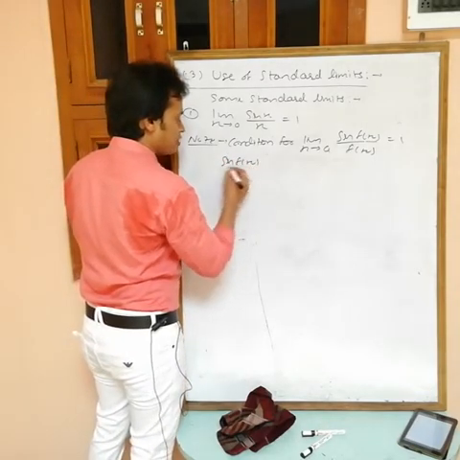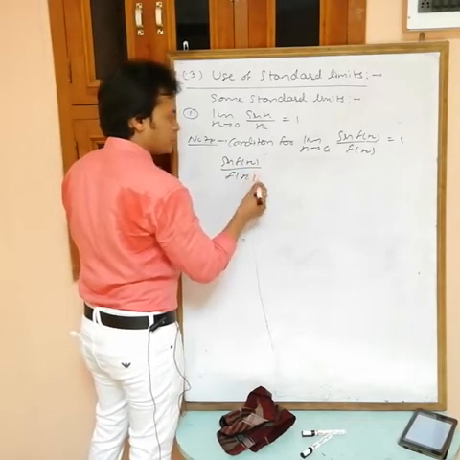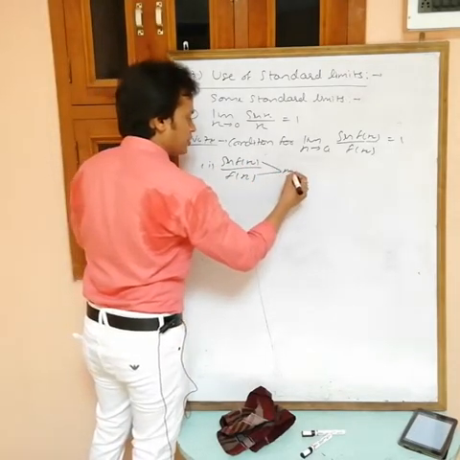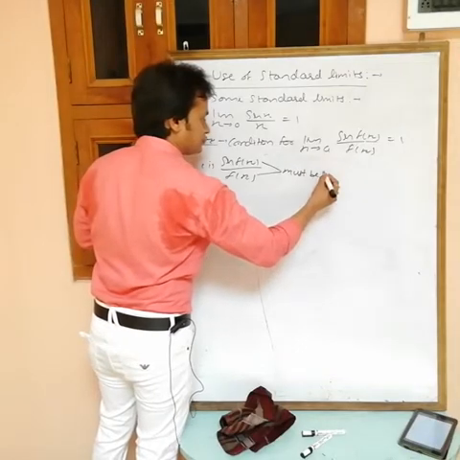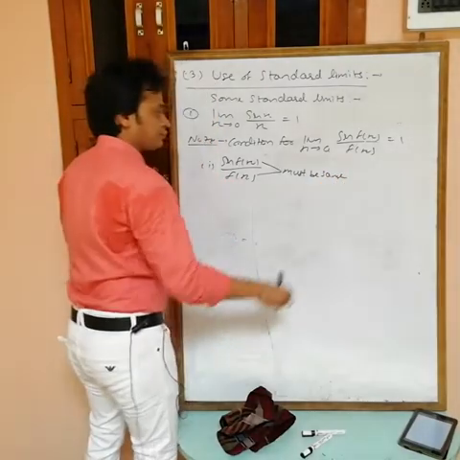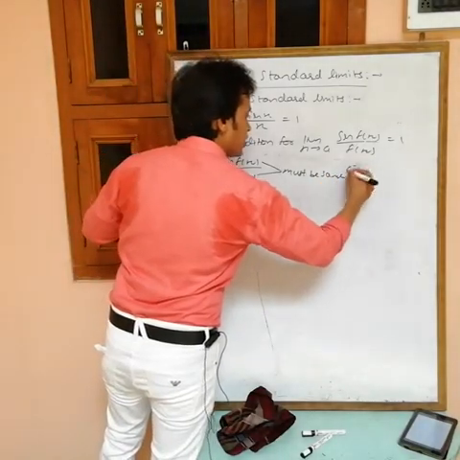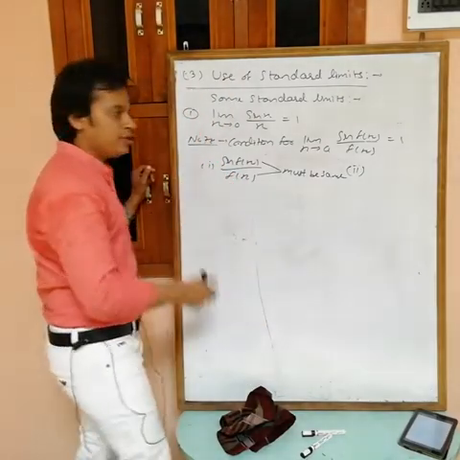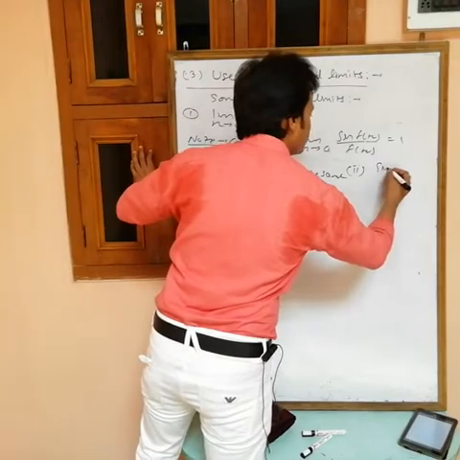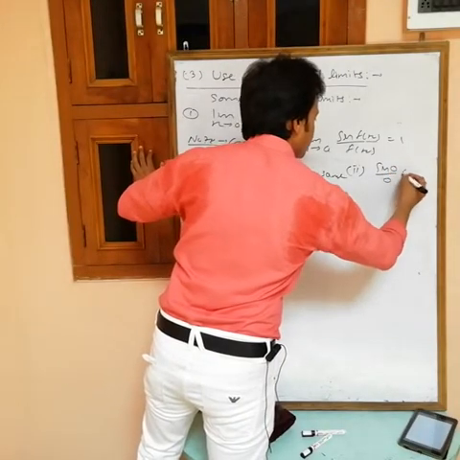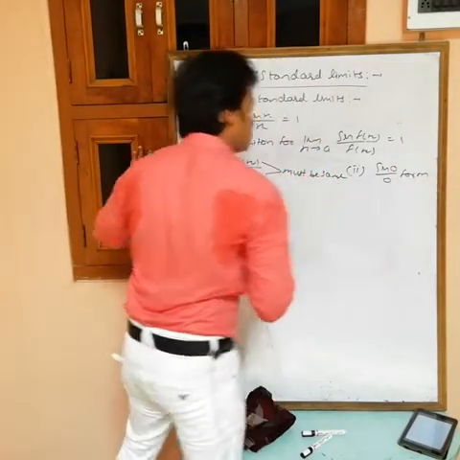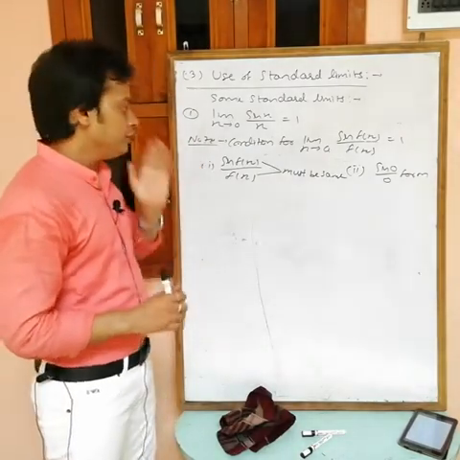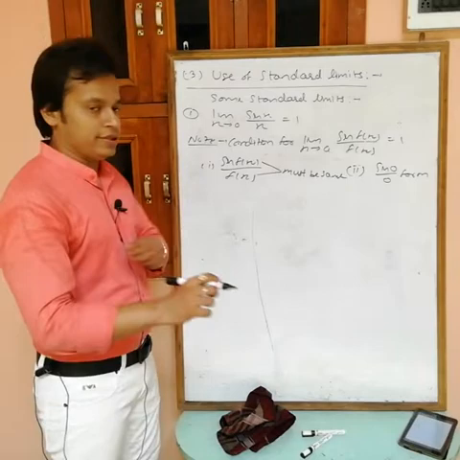So the conditions for sin f(x) by f(x): the first condition is that both must be the same, and the second is that when we put the value of x, that is x equals a, you must get 0 by 0 form. Okay, so these two are the conditions.